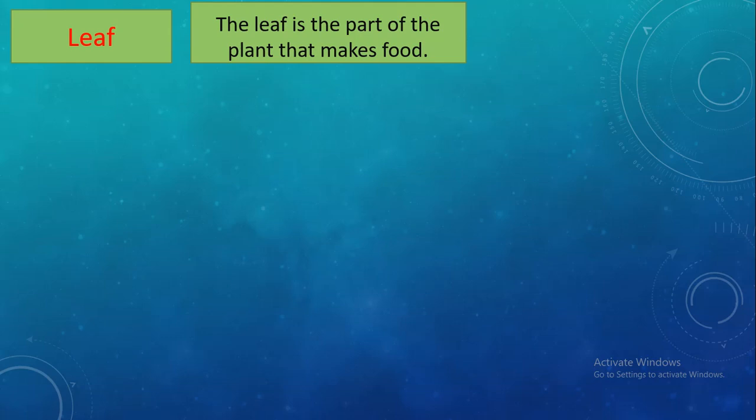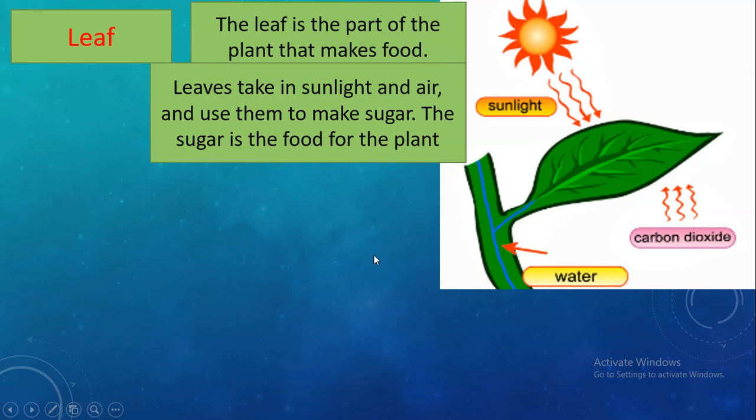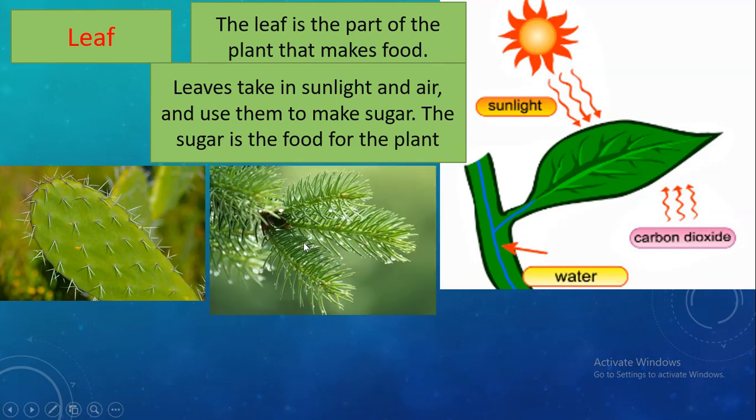Leaf. The leaf is the part of the plant that makes food. It takes sunlight, carbon dioxide, and water, and makes its own food. The food for the plant is sugar. Leaves take in sunlight and air and use them to make sugar. The sugar is the food for the plant. Now look at this picture here. The spines on a cactus are leaves. And the needles of a pine tree are leaves too. Can you see them?